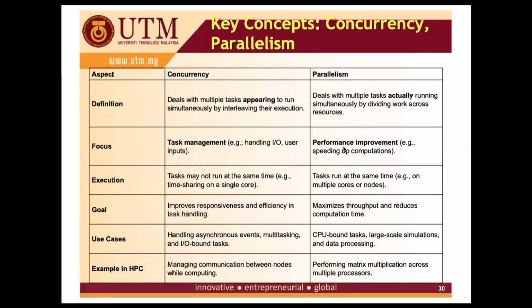Parallelism is good for improving performance. And for the execution, as before, in concurrency the tasks may not run at the same time, and in parallelism, tasks run at the same time, for example, on multiple cores or nodes. Okay, concurrency and parallelism, there are two things that you need to take notes on. What is concurrency?